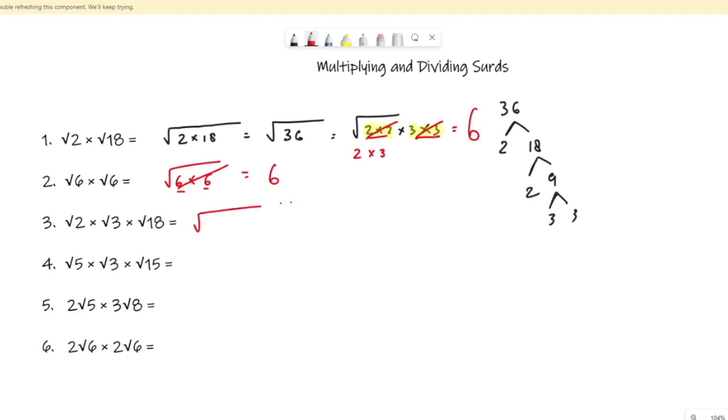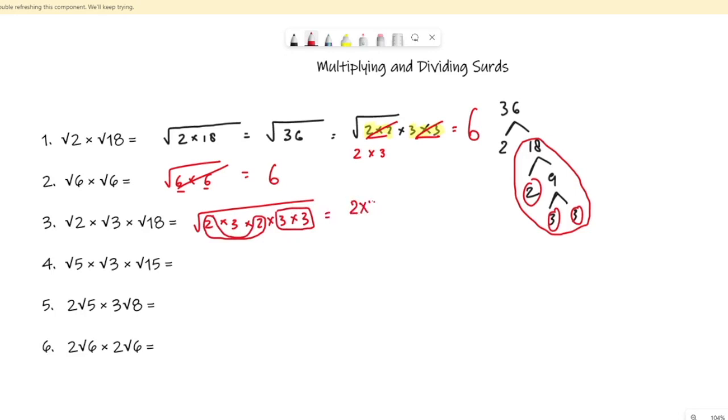Let's see this one: root 2 times root 3 times root 18. 2 and 3 are already prime. We need to factorize 18. The factors of 18 are 2, 3, and 3. So I can write 18 as 2, 3, and 3, right? Let's see the groups now. We have a group of 2 and we have a group of 3. From the group of 2, a 2 will come out. From the group of 3, a 3 will come out. And what's left inside is a 3. So 2 times 3 can be written as 6. The answer is 6 root 3.